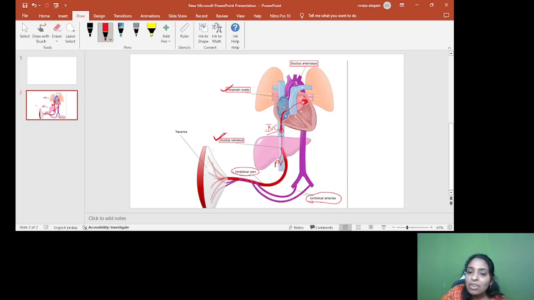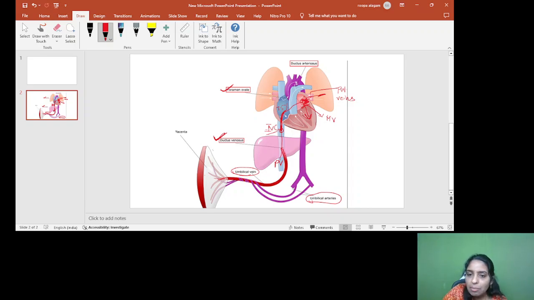So in the left atrium, the blood which is present in the lungs enters into the left atrium through the pulmonary veins. These are the pulmonary veins. So this blood from the pulmonary veins and from the right atrium now enters into the left ventricle through the mitral valve. This is the mitral valve. We all know the connection between the left atrium and the left ventricle is the mitral valve. So the blood from the left atrium enters into the left ventricle.